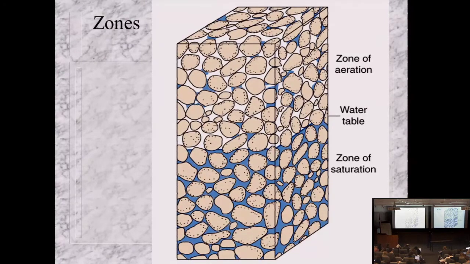So then you have the zone of saturation, and you see from this picture, that's the area where the spaces between the sediment grains are 100% full of water. It's all water. That's where we can take water from. And the dividing line is called the water table. It's a 2-dimensional surface where the pressure from above equals the pressure from below. So its pressure equals 0 is the definition of the water table.